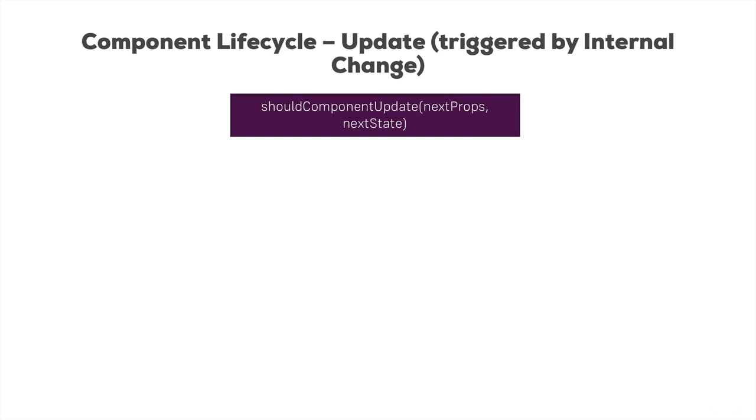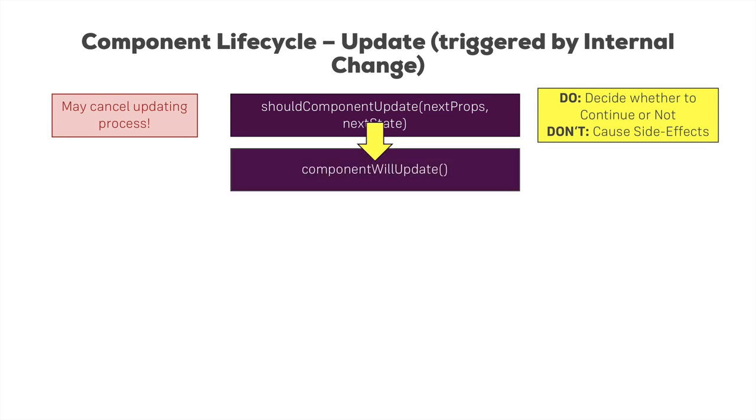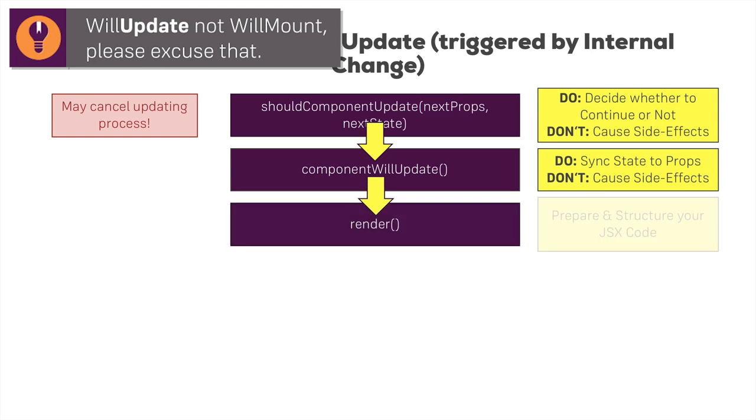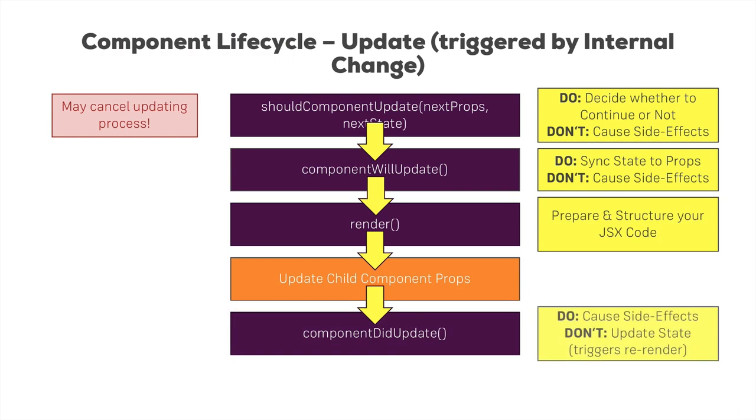Instead, we start right away with shouldComponentUpdate and we get nextProps, nextState here too. And just as before, we may cancel the updating process here. And as before, we should decide whether or not to continue and we shouldn't cause side effects. So the logic is the same as before here. Thereafter, we reach componentWillUpdate and the logic is the same as before here. Then render, then we re-render all the child components and componentDidUpdate at the end.